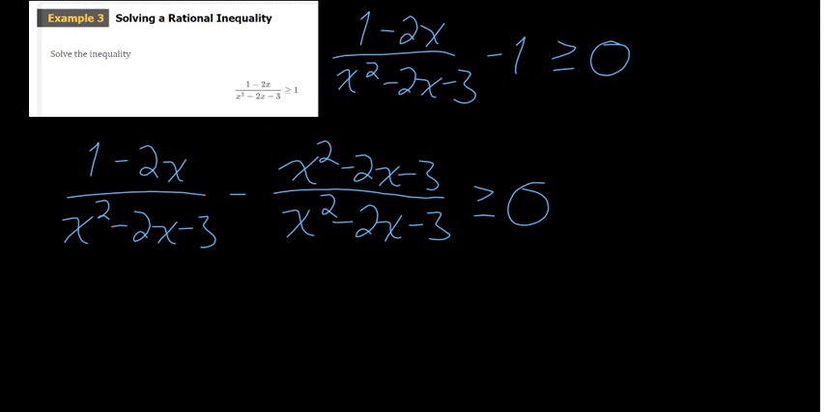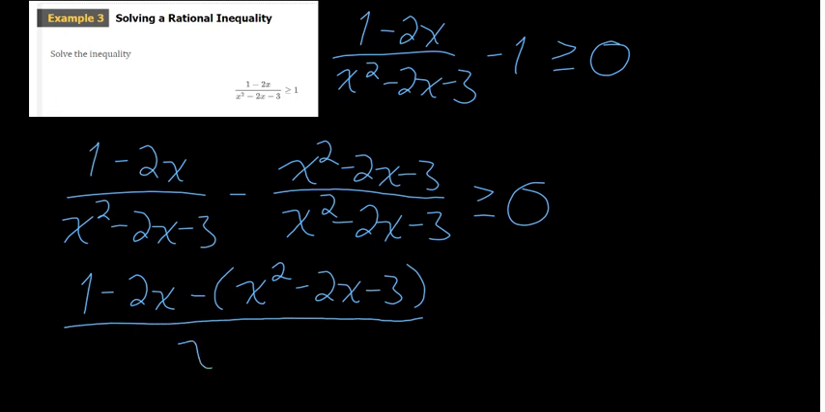Okay? So the next step we're going to do is combine these two. Well, I want to say the hard part's over with. So we would say 1 minus 2x, and then this minus sign here, so it's going to be minus, and we're going to put everything in parentheses behind it. x squared minus 2x minus 3, all over x squared minus 2x minus 3. Okay, we can put it all over that because that was really the point of getting this far.